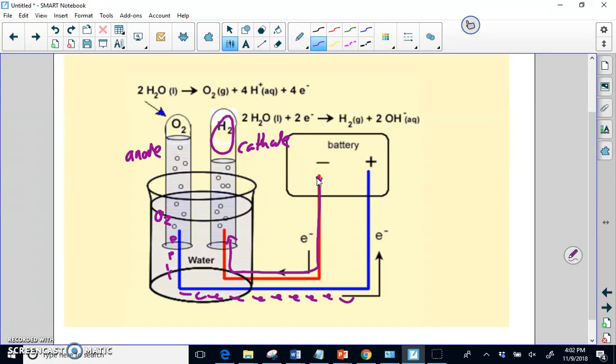And again, we can see in the picture that the amount of hydrogen is larger because of the 2 in the equation when you balance the overall thing. So that's the overall picture here. So what do you really need to know?